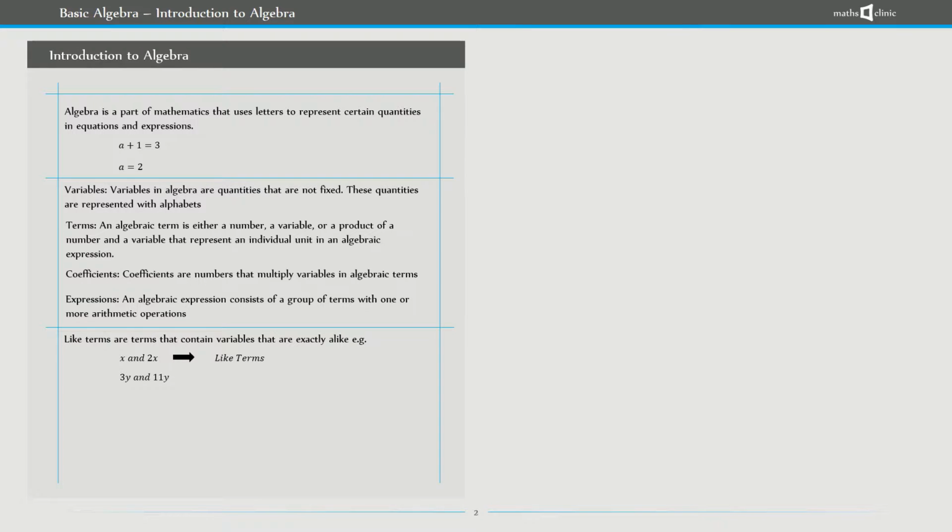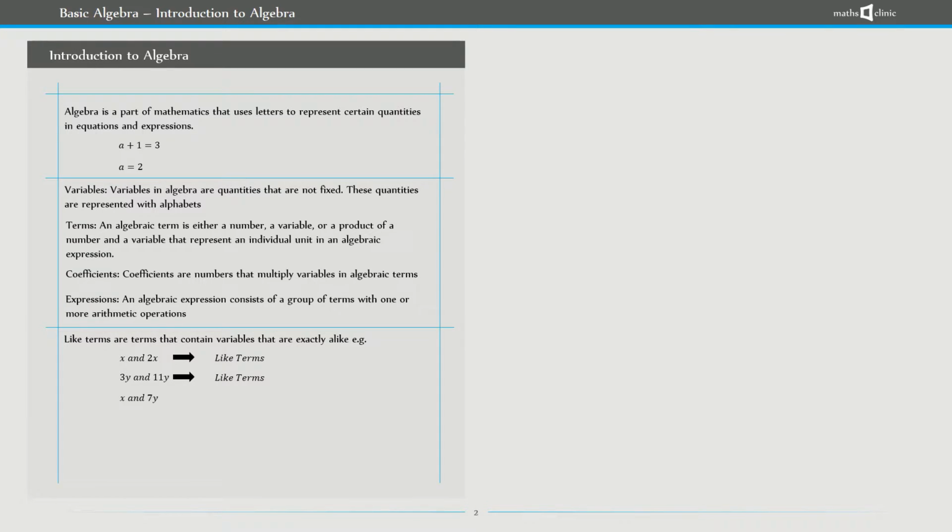Let's try another one. What if we had 3y and 11y? Okay, so the variable in the first term 3y is y, and the variable in the second term 11y is y. Okay, these are like terms.